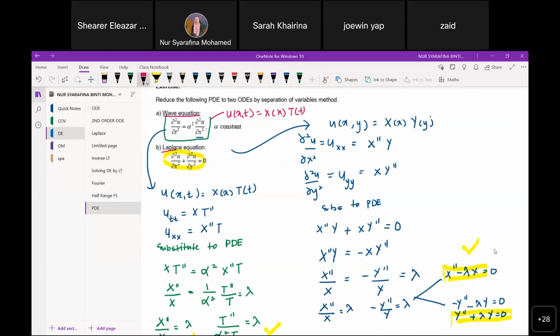And then we have Laplace. The Laplace equation involves u, x, and y. So we expect that the solution should be in terms of x and y.